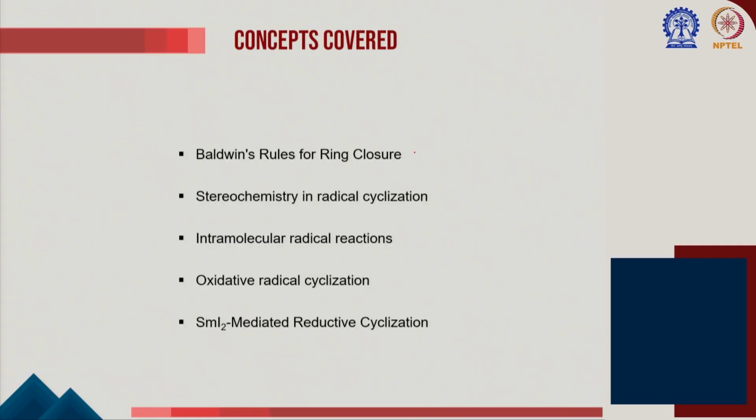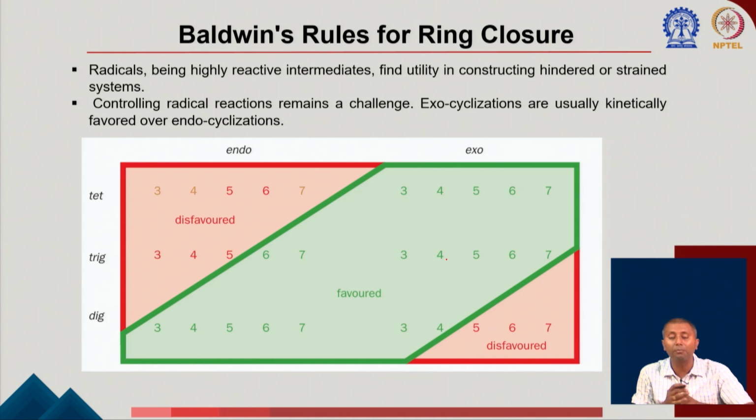Okay, I am going to talk about Baldwin's rule first, and then I am going to talk about the stereochemistry in the radical cyclization. So what will be the product, and what will be the corresponding diastereoselectivity. I am going to talk about some oxidative radical cyclization. At the end I am going to talk about one or two reactions using samarium iodide. Okay, so let us start with Baldwin's rule.